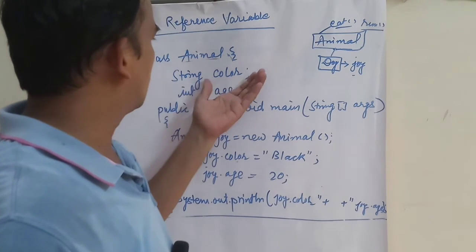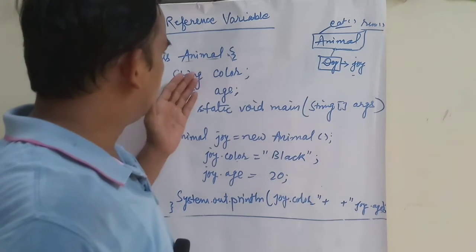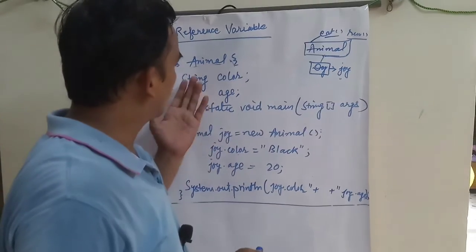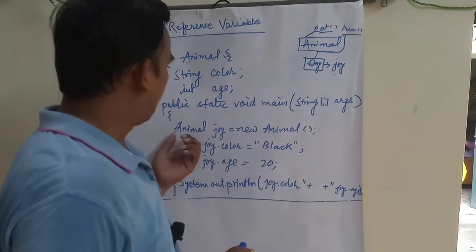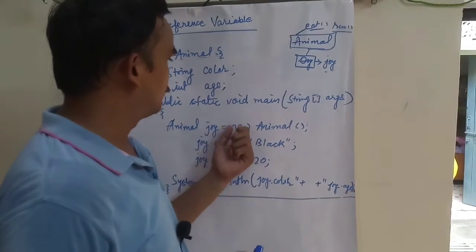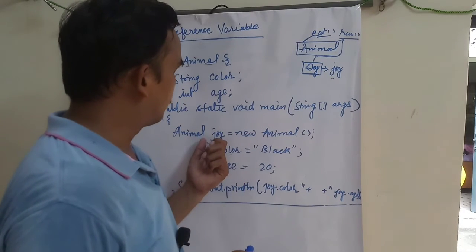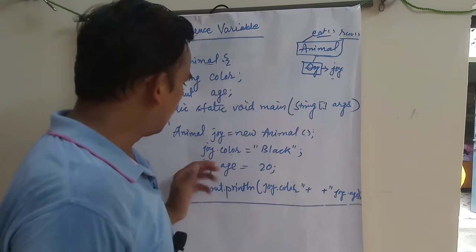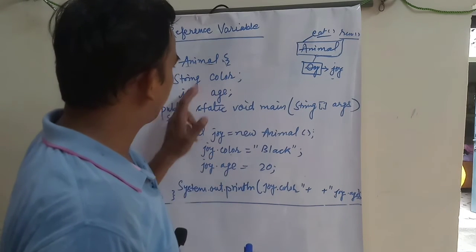These are color of String type and age of int type, and they are called inside the main method. How do we call them in main? Using the object name. We are creating the object here: Animal Joy, where Joy is the object name, equals new Animal. By using the new keyword I am creating the object named Joy. Now Joy is an object that is used to call the reference variables.